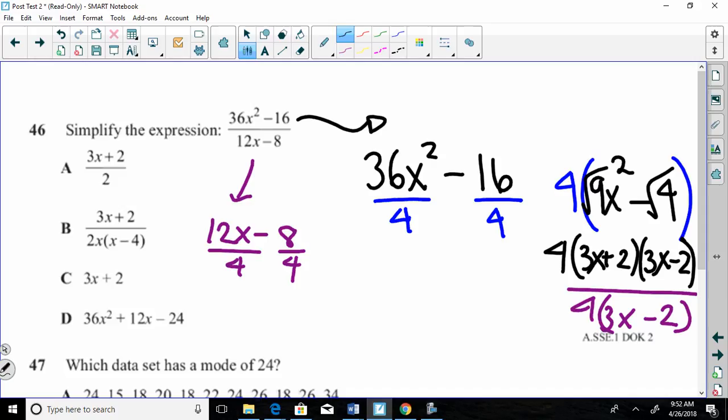See how these things are all being multiplied? Anything divided by itself is 1, or it can cross out. So which ones can I eliminate? Or these two, remember they have to be exactly the same. What else? 4. And so what's left over? 3x plus 2, right? Over 1, which is just 3x plus 2.